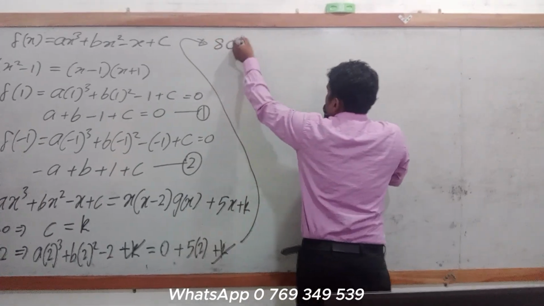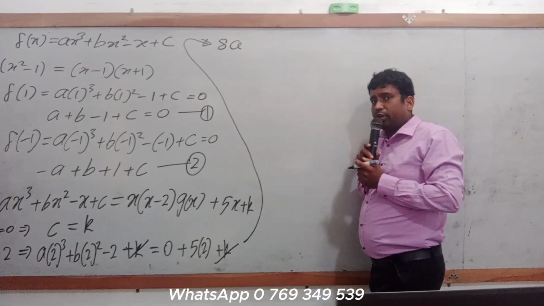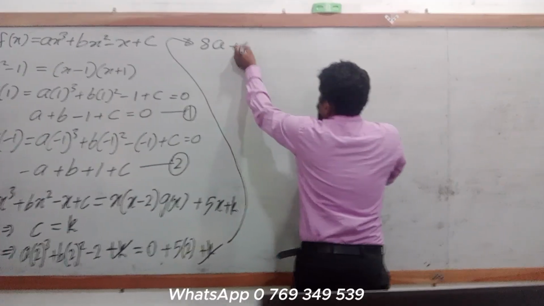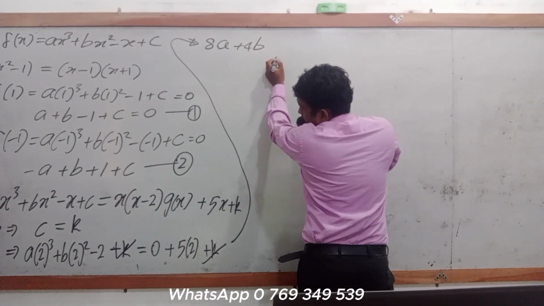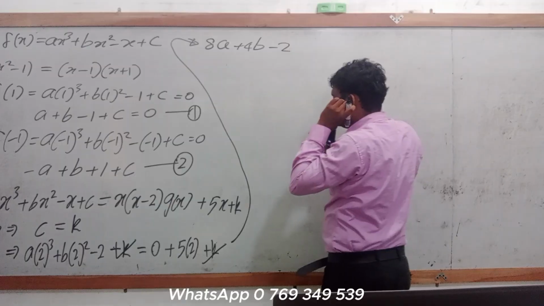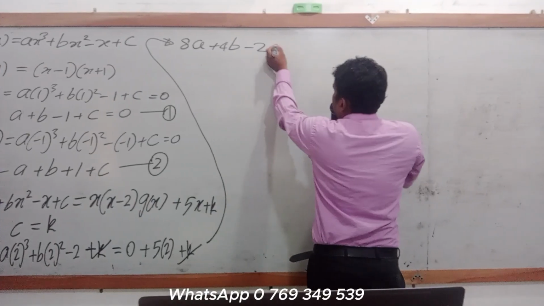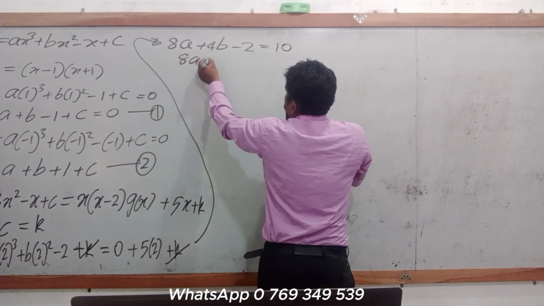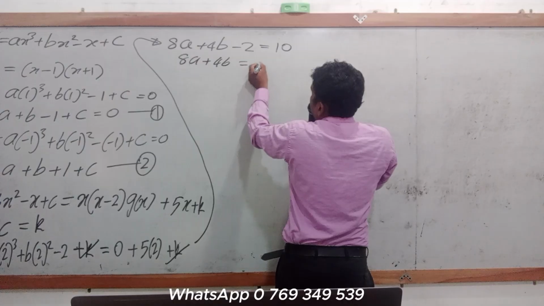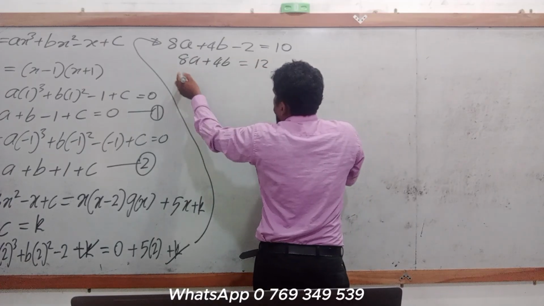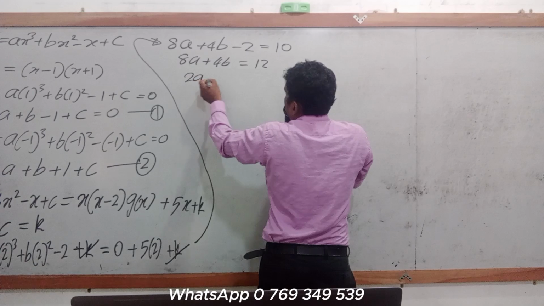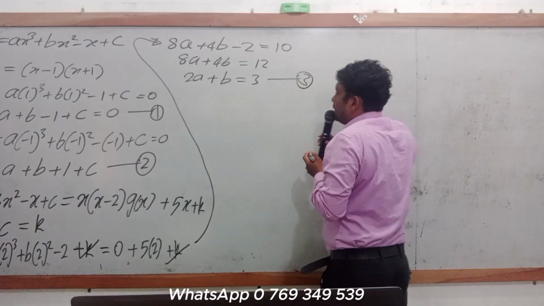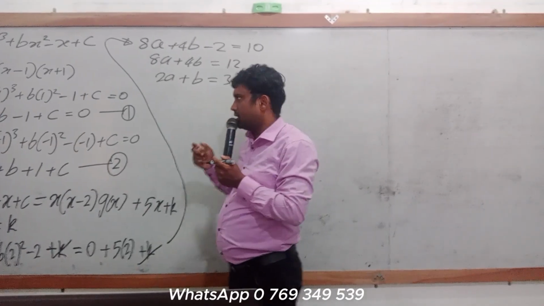2 cube is 8a, plus 4b minus 2 equals 10. Therefore 8a plus 4b equals 12. We can divide by 4: 2a plus b equals 3. That is equation number 3. Now we have 3 equations.